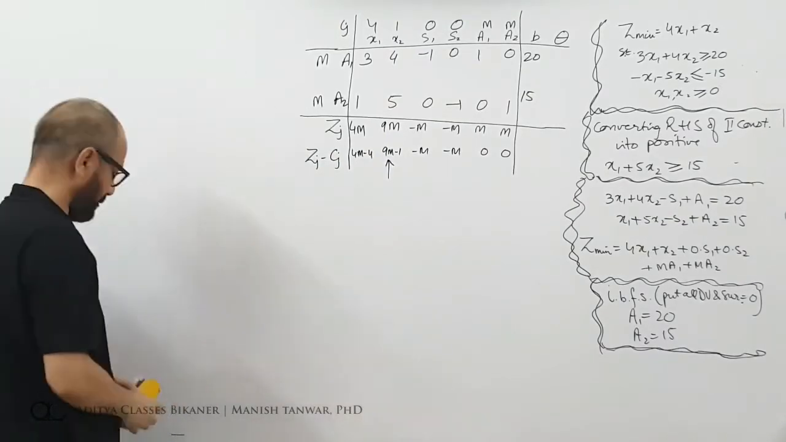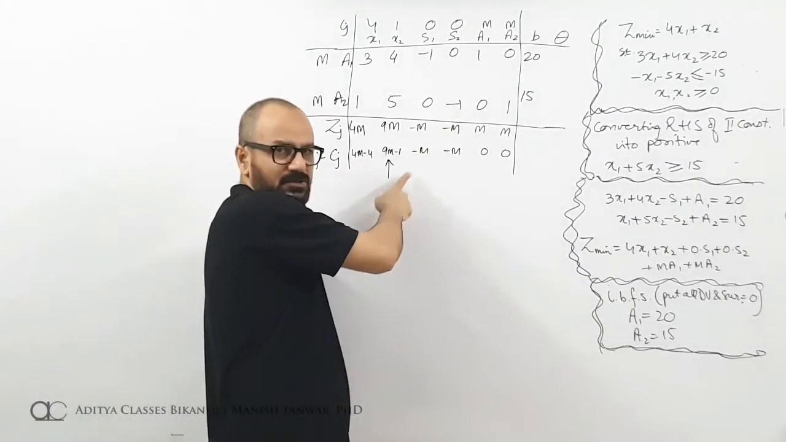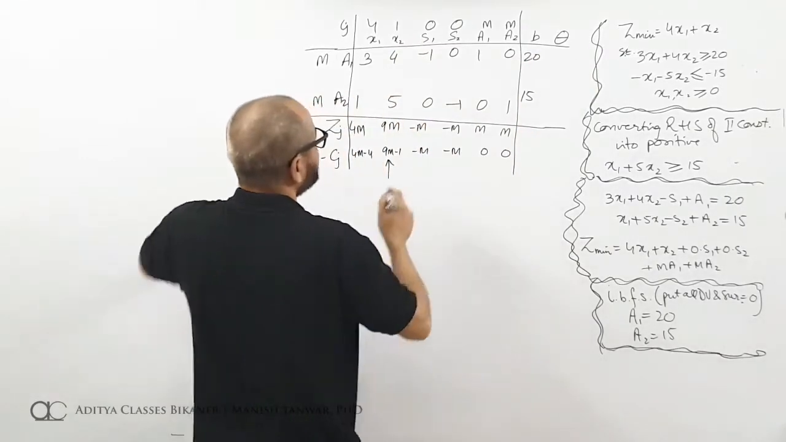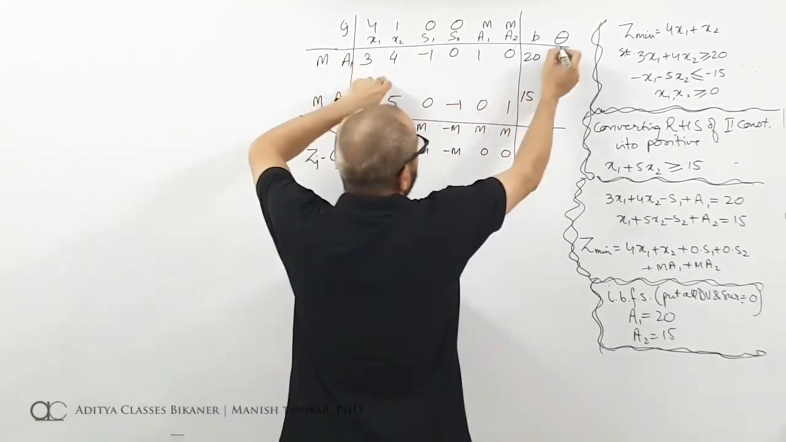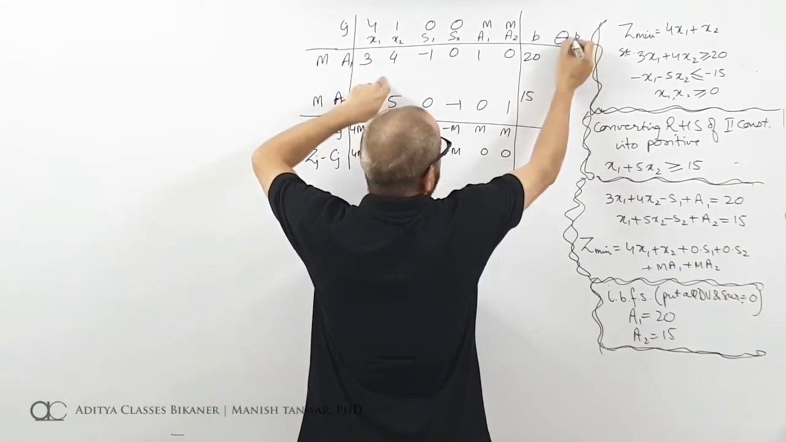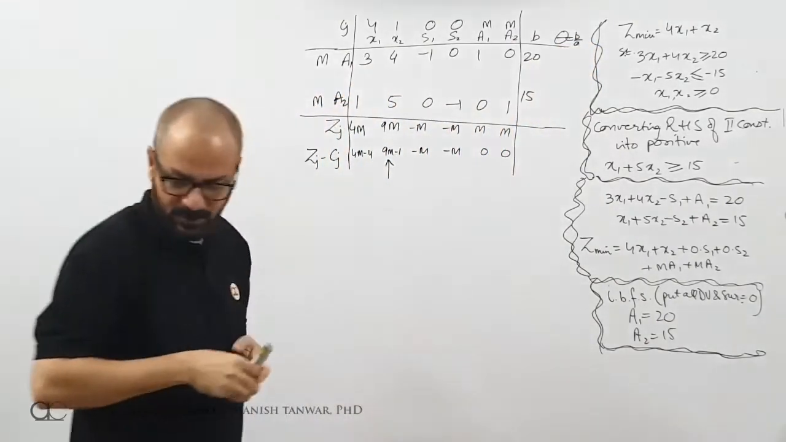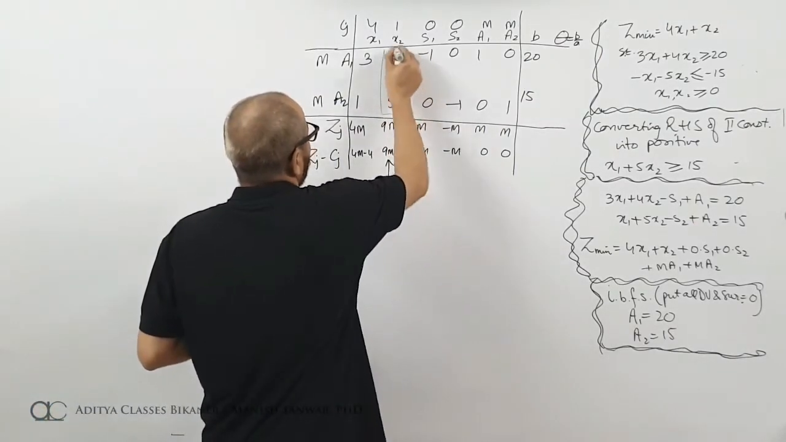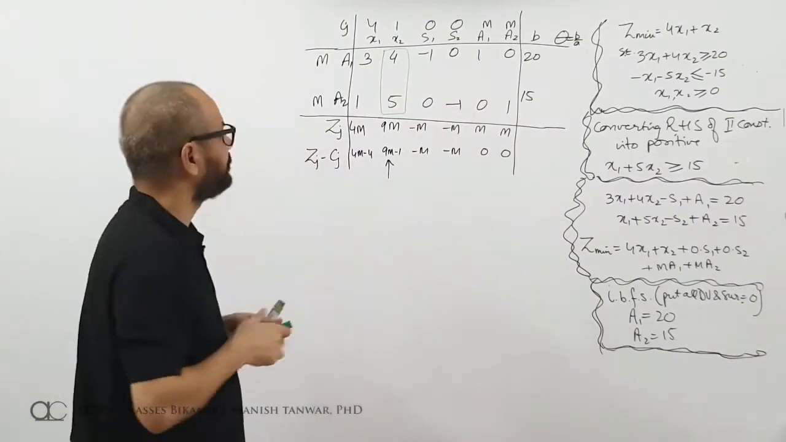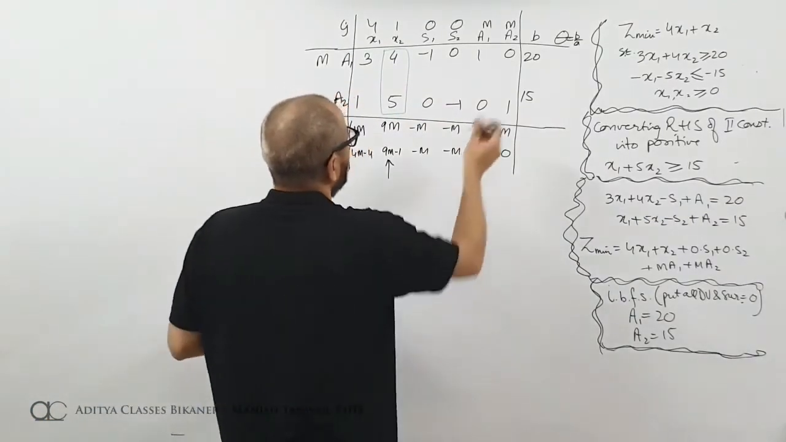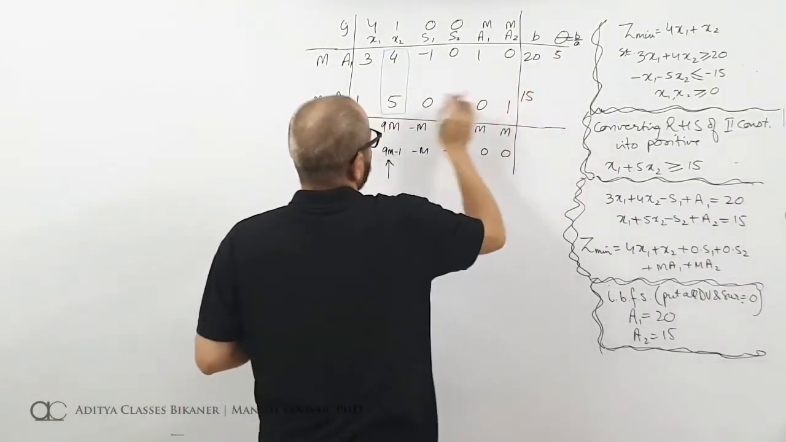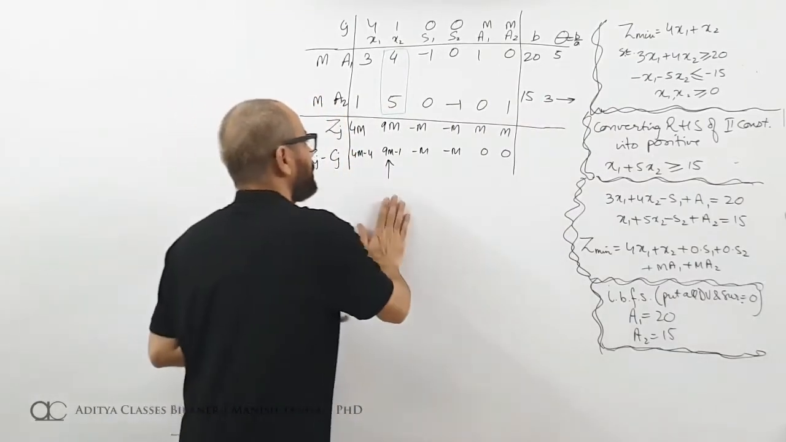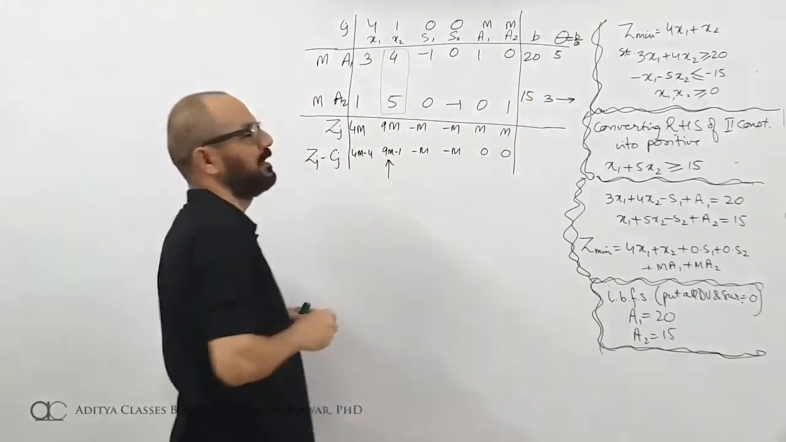9M minus 1. So this gives me my key row, key column. X2 is my incoming variable. What about the outgoing variable? Theta is B divided by A. This is our key column. B divided by A would be 20 divided by 4, 5, 15 divided by 5, 3. This is the least positive. Most positive is the incoming variable, least positive is the outgoing variable.